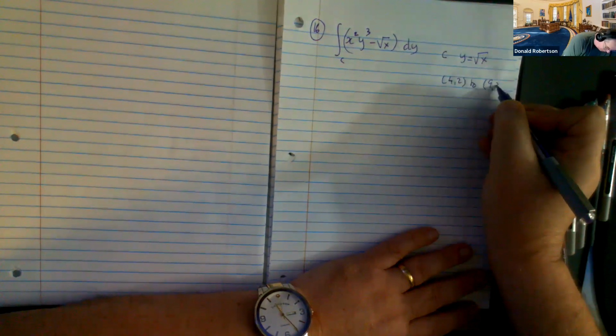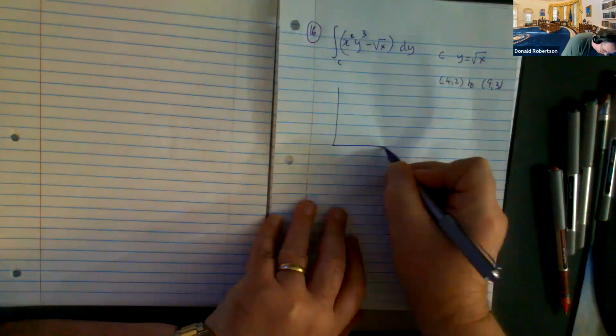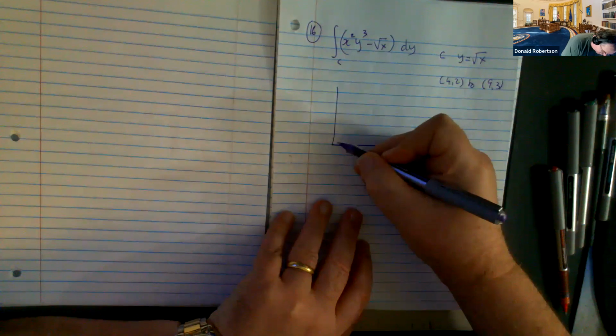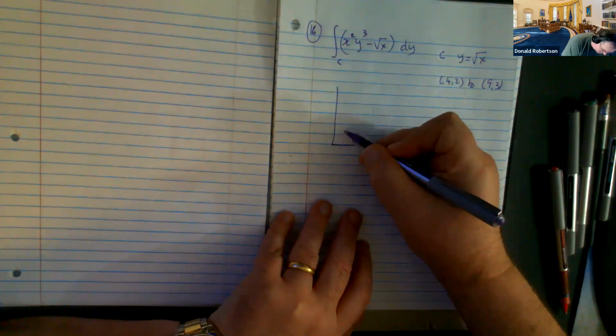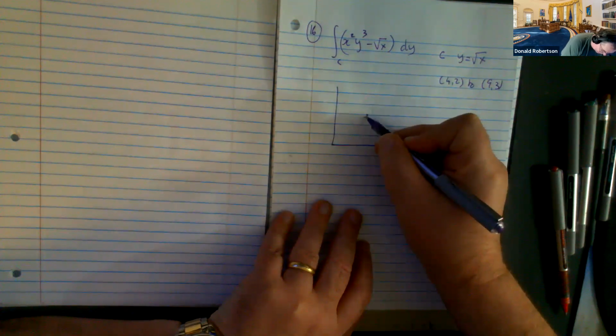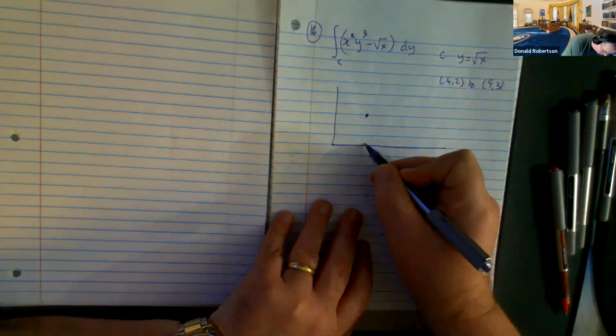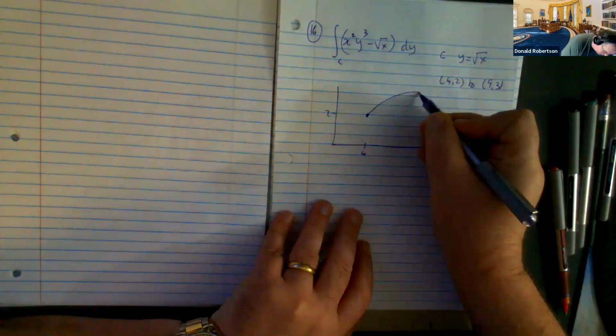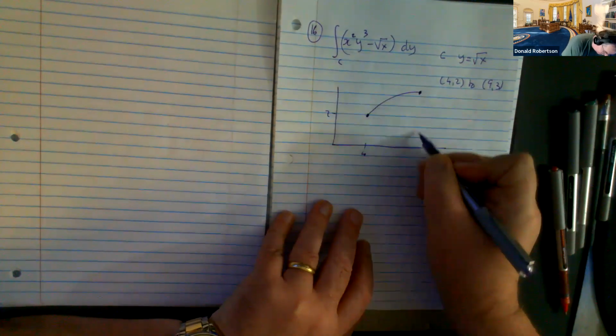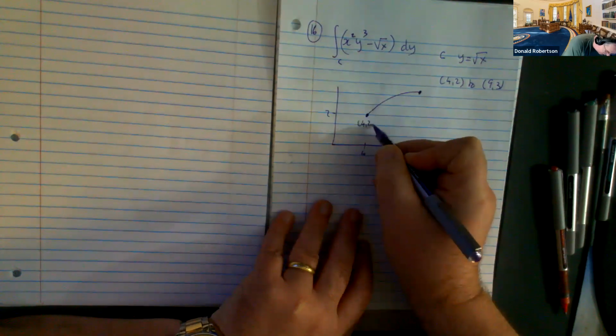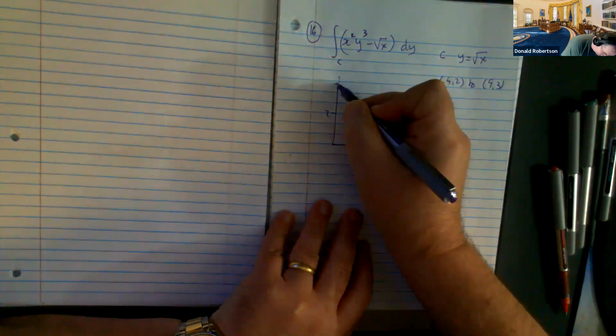So I'm going to draw a little picture of them. Here is the square root function. It would go like that. It's going to be at the point 4,2, and it finishes up here at the point 9,3.